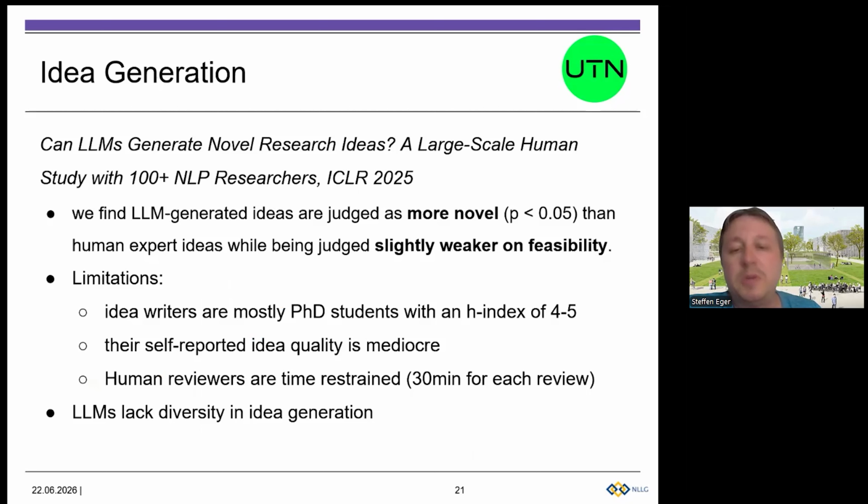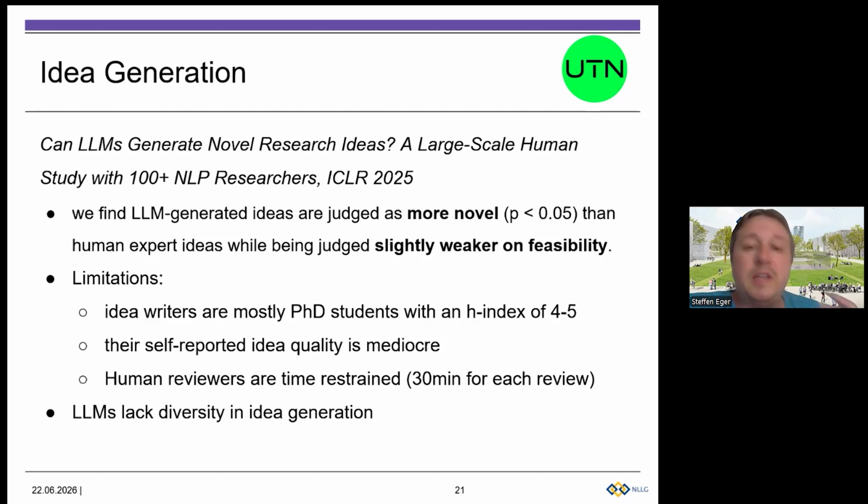Of course, the study has also limitations. One limitation being that the idea writers, which they claim to be experts, are actually mostly PhD students with an h-index of 4 to 5. So one could potentially say that these are mid-level experts in terms of scientific experience. They also gave self-reported idea quality. So these people were asked, how well do you judge the idea that you have just come up with? And they judged their ideas to be mostly mediocre. So it's basically we have mid-level experts that were producing mediocre ideas according to their own self-assessment.